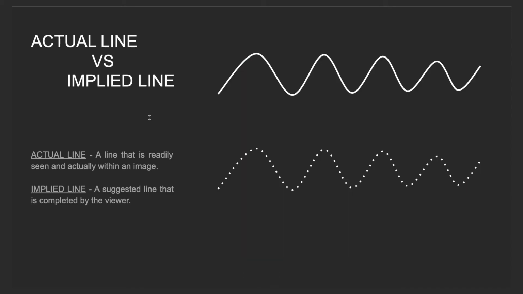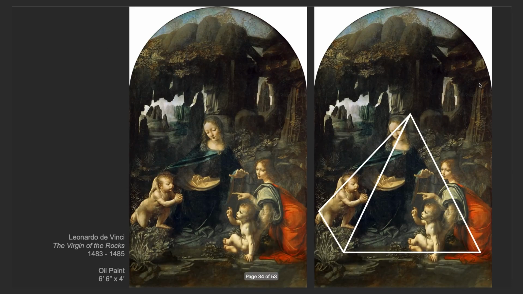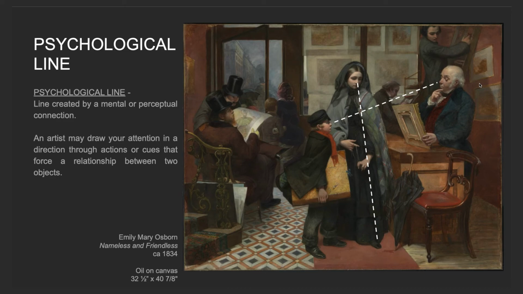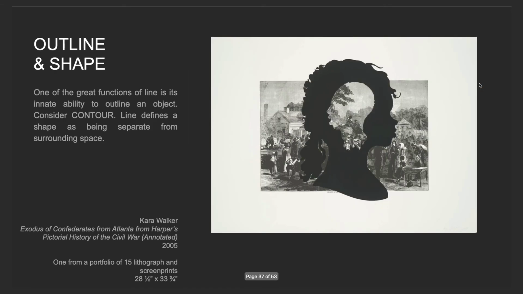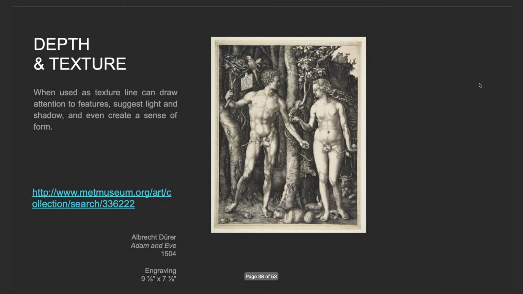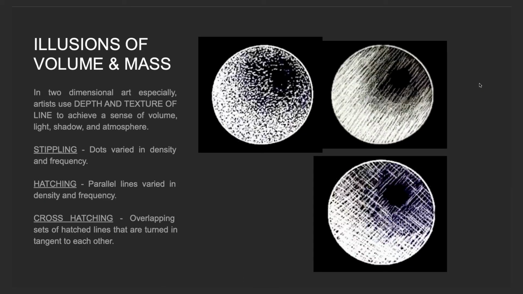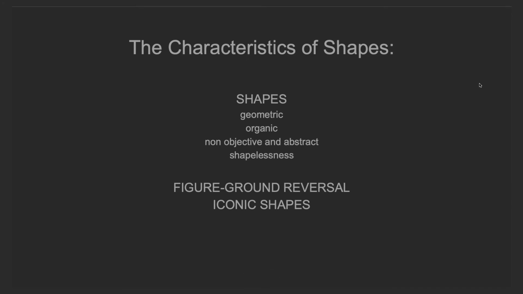There's a difference between actual line and an implied line. An implied line is something that is connected visually, but not actually. So this dotted line is a simple example of an implied line, whereas this is an actual line. Implied. Psychological lines, where one object is pointing at another object and you create a visual line between them. Functions of lines, we've got outline and shape, depth and texture, illusions of volume and mass, and then we have characteristics of shapes.